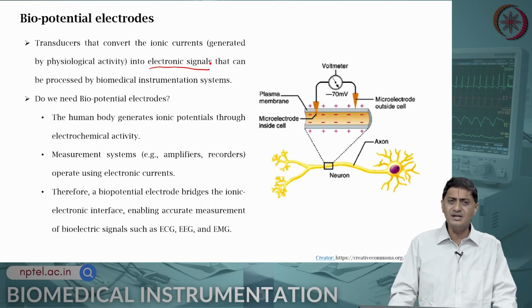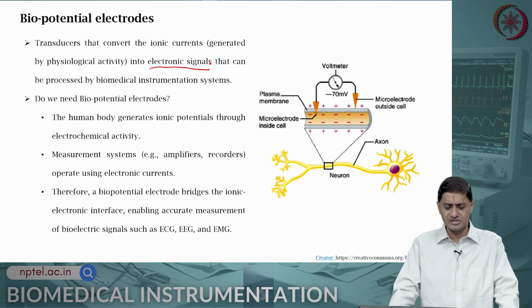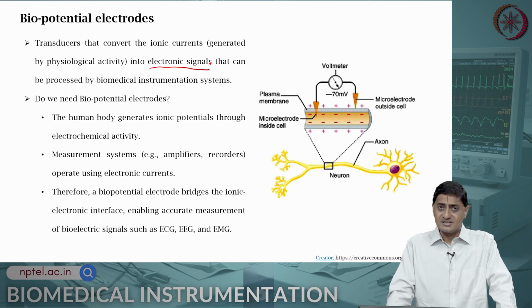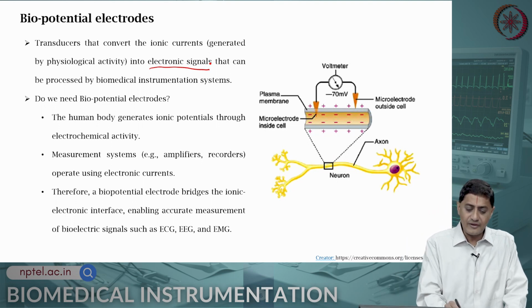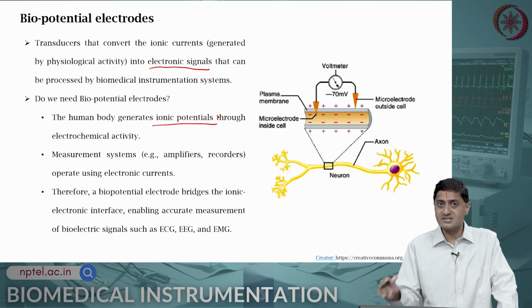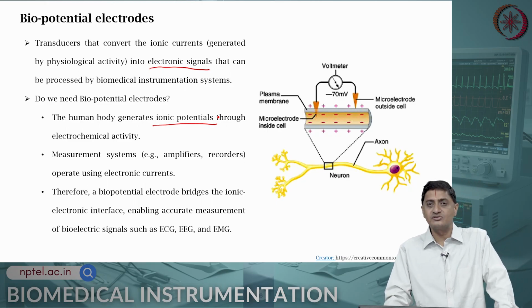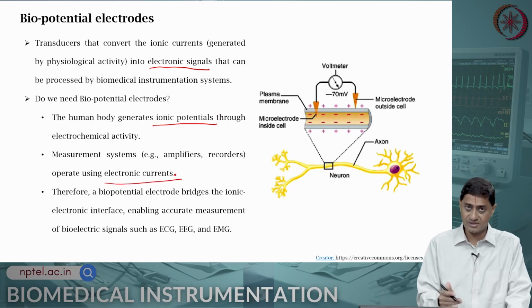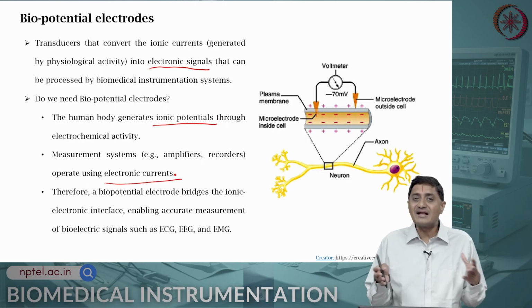But why do we need them? Why do we need these biopotential electrodes? Because the human body does not generate electricity through electronic means, but rather through ionic potentials. The human body's electricity, bioelectricity, is through ionic potentials and through electrochemical activity, whereas the measurement systems that we have, all amplifiers, recorders, computers, are all electronic systems.